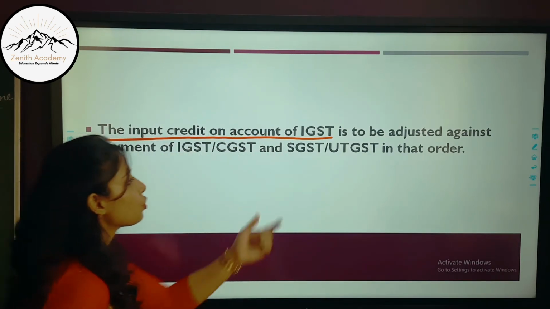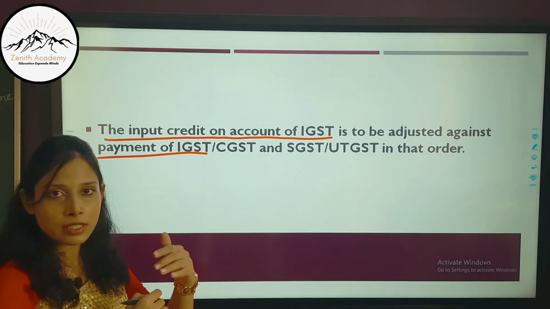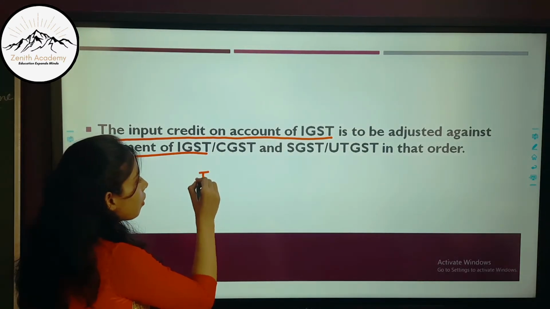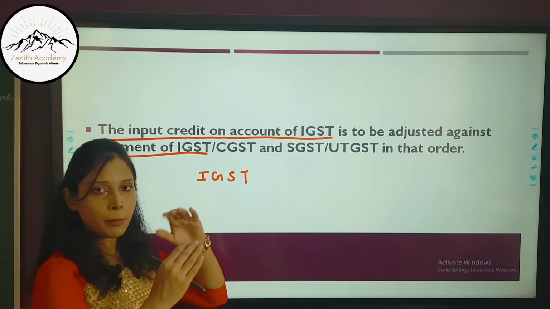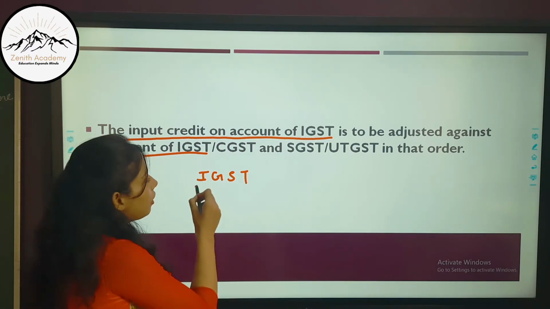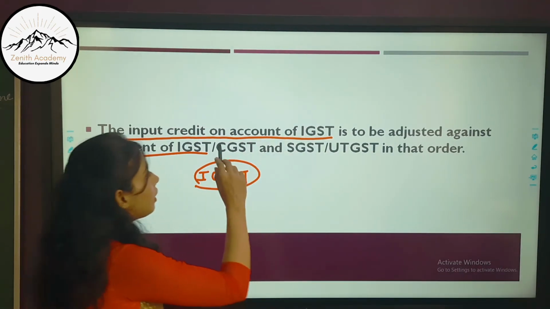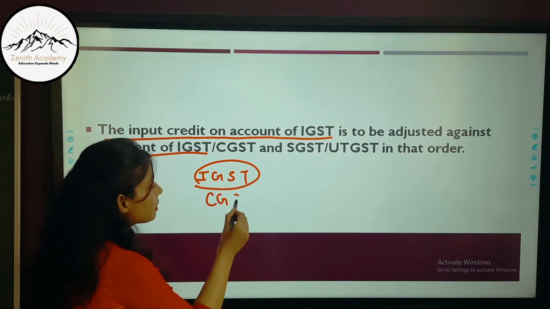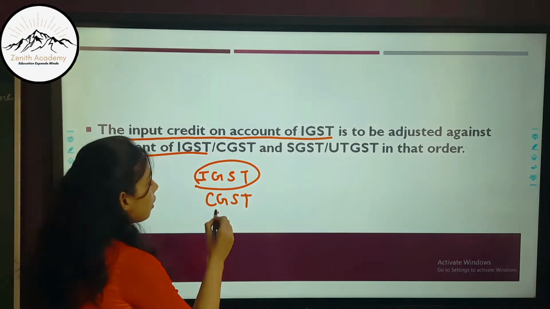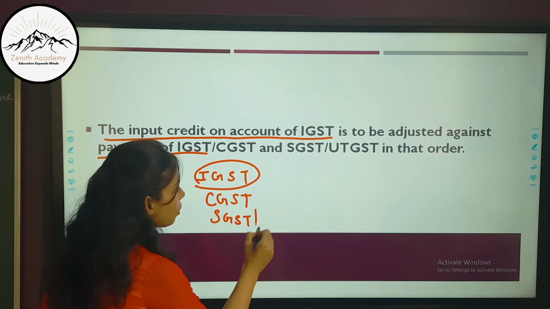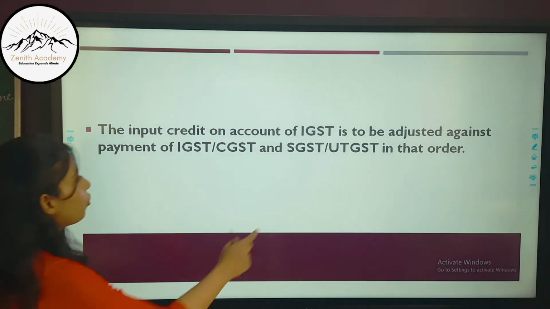IGST is to be adjusted against payment of IGST. So what will be the order of adjusting the input tax credit of IGST? First, obviously, it will be IGST. If all the amount is adjusted against this payment of IGST, then okay, but if the balance is still left, then second it will be CGST, and finally if the balance is still left, it will be utilized against SGST or UTGST wherever the business is registered. Okay, let's move on to our question.